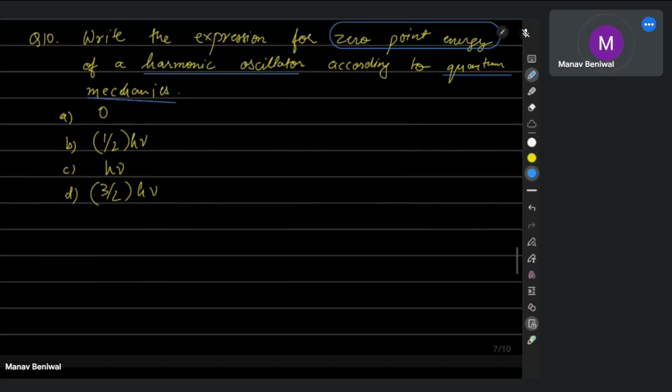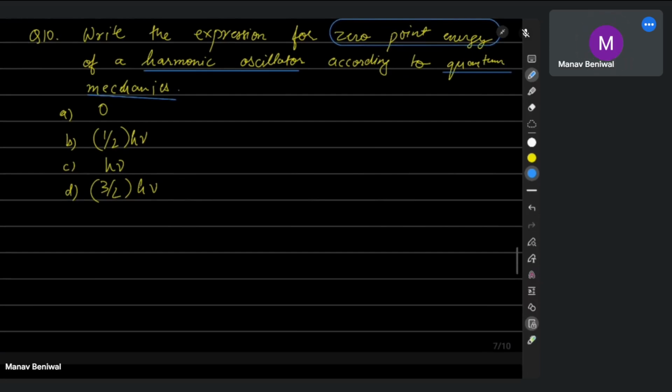Okay, zero-point energy. So what is zero-point energy? Everyone should know this, but in case you don't, I'll just write out what this energy is.